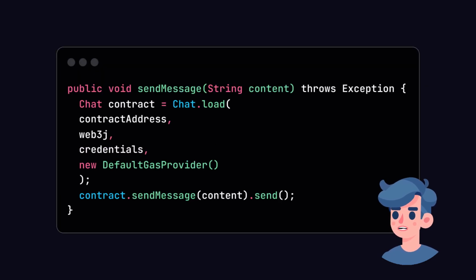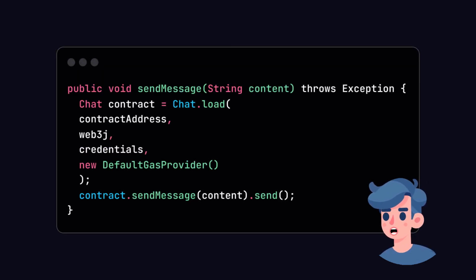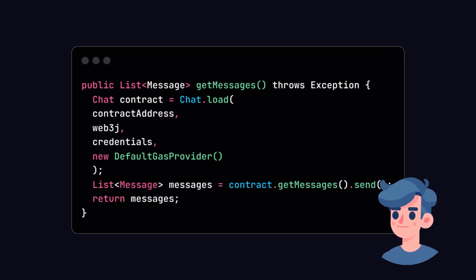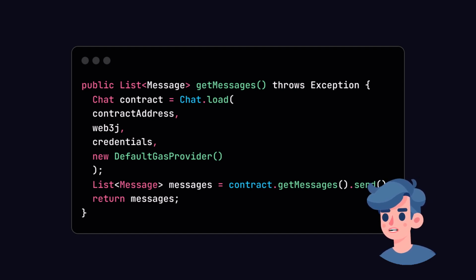To make these methods work effectively, we need to add the logic for calling our smart contract methods using Web3j. For sending a message, we will send a transaction to the send message function of our contract. Next, we'll implement the getMessages method to retrieve messages from our smart contract. This method will read from the blockchain and return the list of messages sent.